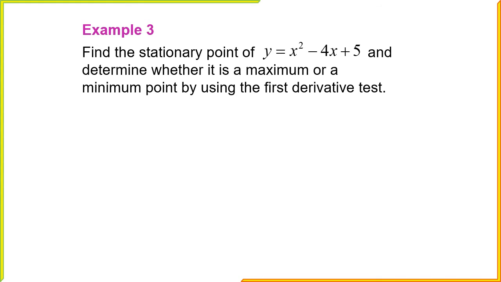So let's see some example. Find the stationary point of y equal to x squared minus 4x plus 5 and determine whether it is a maximum or minimum point by using the first derivative test. So the keyword here, to find the stationary point, is the first task, and then determine whether it's maximum or minimum. So we need to find the nature of the stationary point, and the method that we need to use is the first derivative test. We can only use the first derivative test as required by the question.